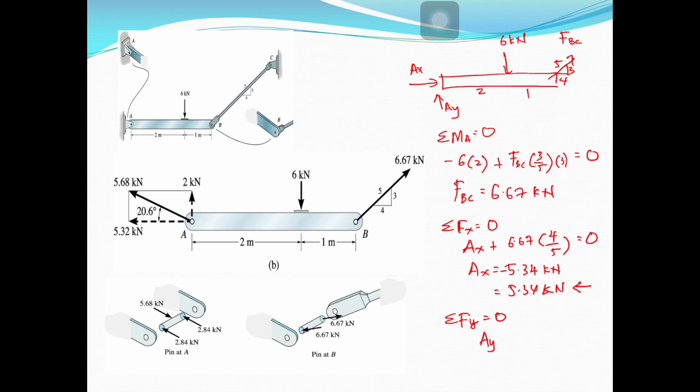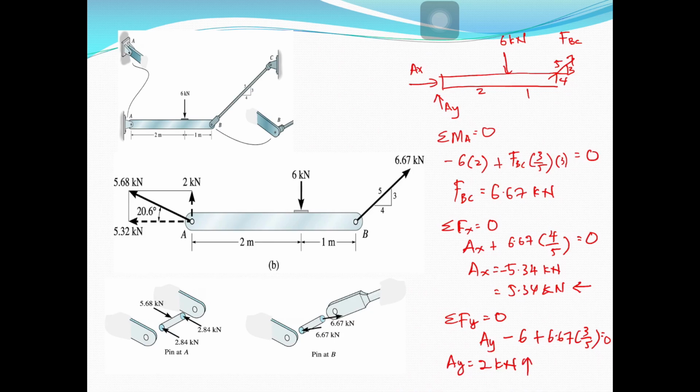So you have Ay minus 6 plus FBC times 3 over 5 equals 0. So you get Ay is equal to 6.67 times 3 divided by 5. You get Ay is equal to 2 kilonewton.